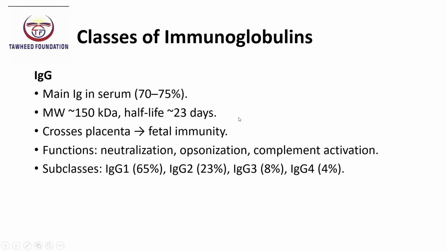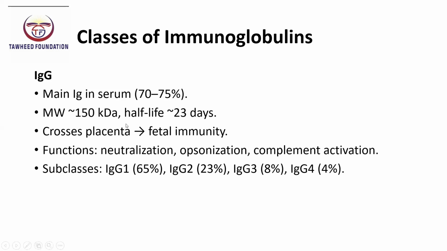Classes of immunoglobulins. Immunoglobulin G, IgG, is the most abundant antibody in serum, making up 70 to 75% of total immunoglobulin. It exists as a monomer and has a molecular weight of around 150 kDa. IgG is a major component of the secondary immune response, dominating after repeated exposure to an antigen.